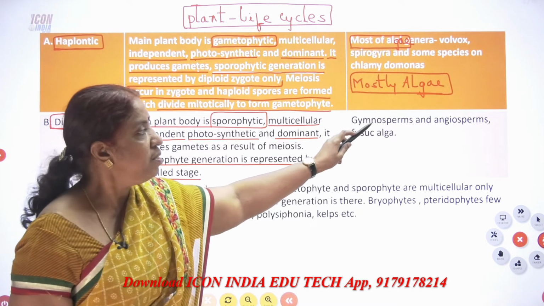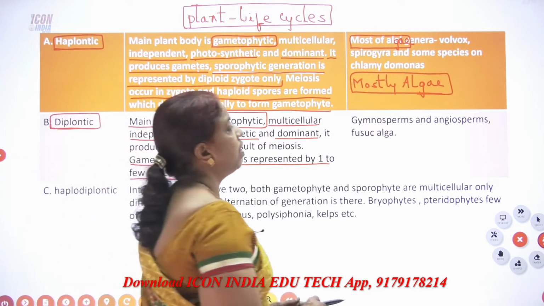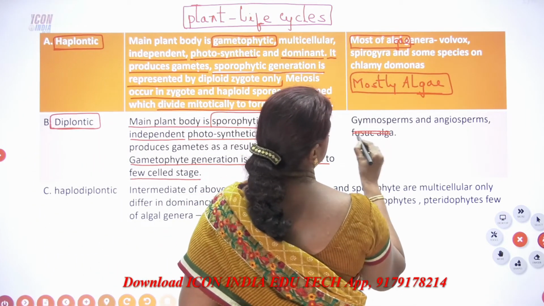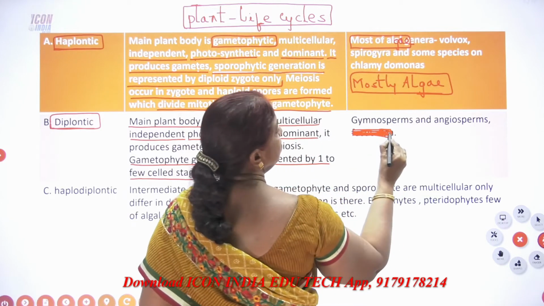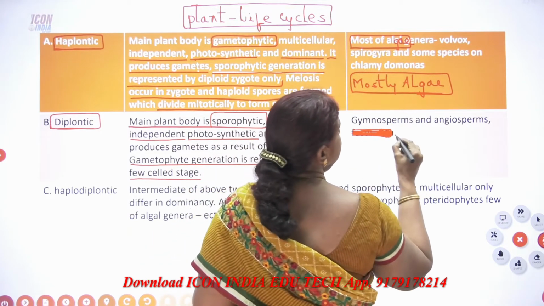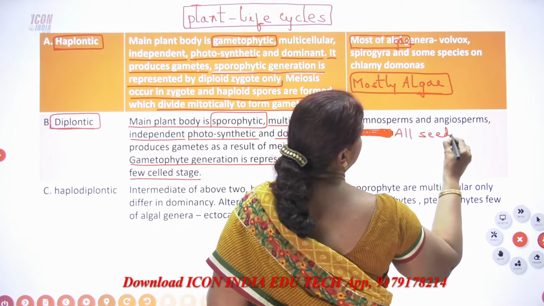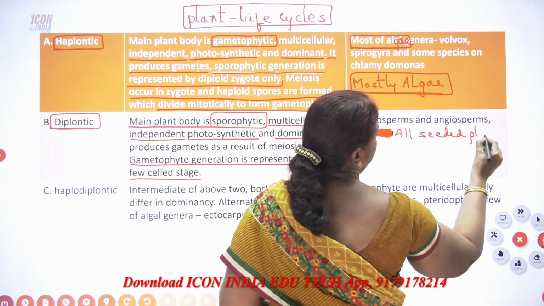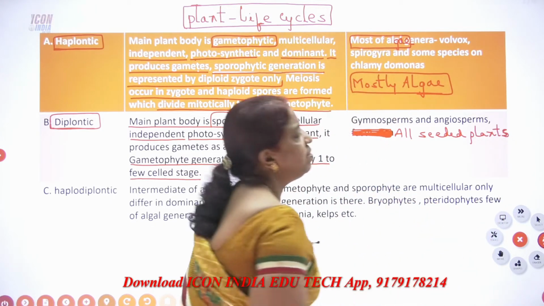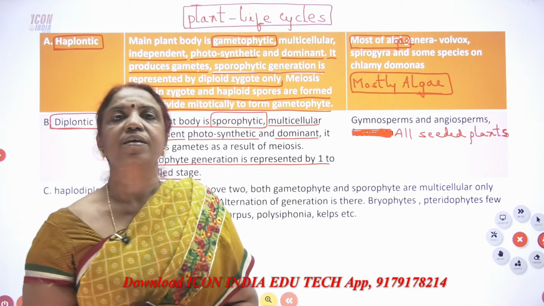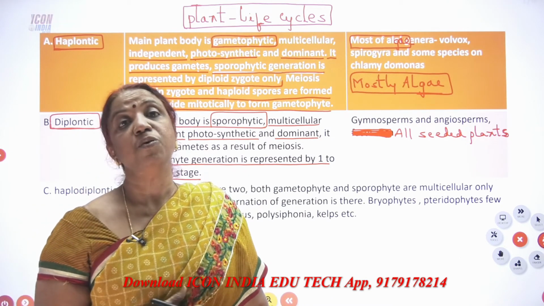It is present in gymnosperms and angiosperms. Gymnosperms and angiosperms are seeded plants. All seeded plants have the diplontic life cycle. All seeded plants means gymnosperms and angiosperms, that is, phanerogams.